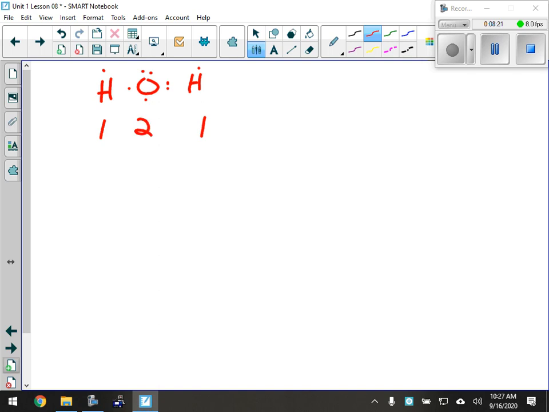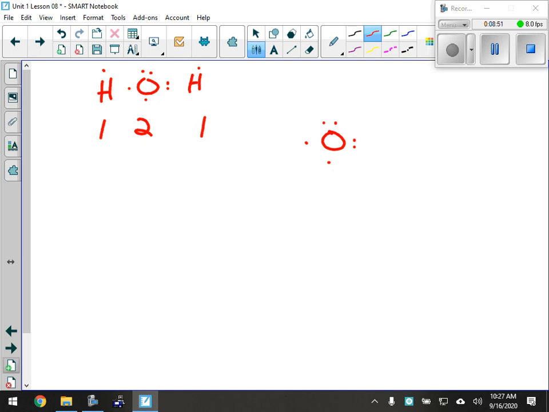Now, here's where we have to be a little bit careful, because bonding capacity and counting up electrons is different. If I was going to pick a central atom, I'd go with oxygen, right? So I'd put my oxygen here probably. Looks like that. 1, 2, 3, 4, 5, 6. Double them up. And then where would I put the hydrogens?